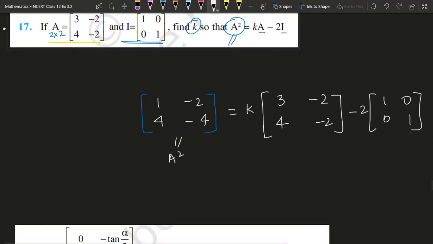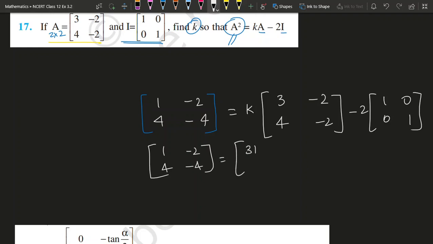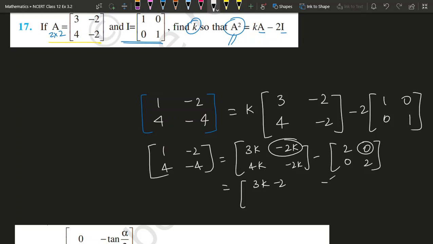And now what you can do is the scalar multiplication, and so you would arrive at 1, negative 2, 4, negative 4 equals 3k minus 2k, 4k minus 2k minus 2, 0, 0, 2. And then you subtract these two matrices, so you get 3k minus 2 minus 2k minus 0, so that's just minus 2k, 4k minus 0, so 4k again, and minus 2k minus 2.